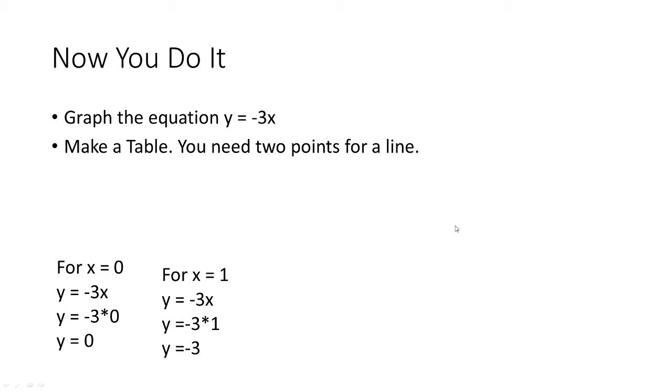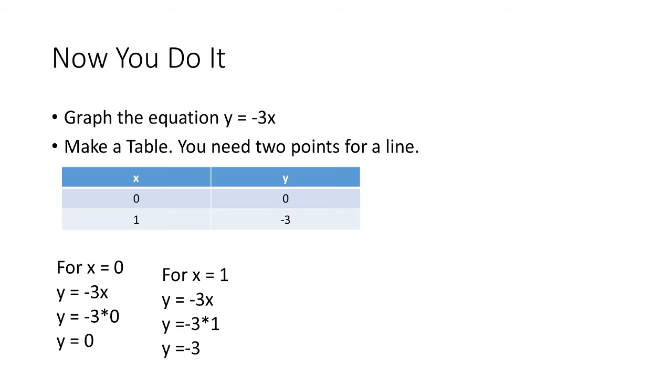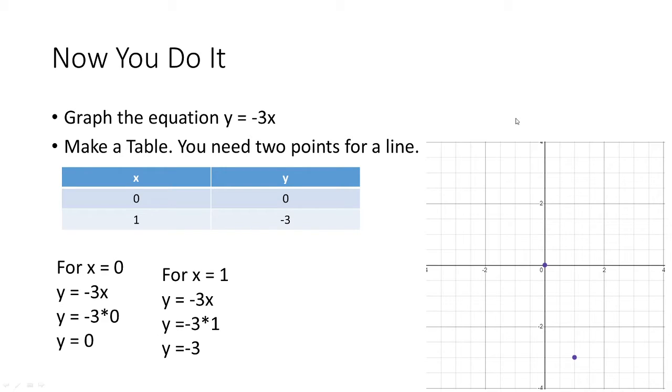Now, be careful. I mean, read the directions of your problem. You may have to pick certain points for this. I'm just picking 0 and 1 because it's easy and I don't have any particular criteria. Do what the directions say. Here's your table. Your points are 0, 0, and 1, negative 3. Here's the graph. Plot 1 point here at 0, 0, 1 point here at 1, negative 3. And then draw the line, and you're done.